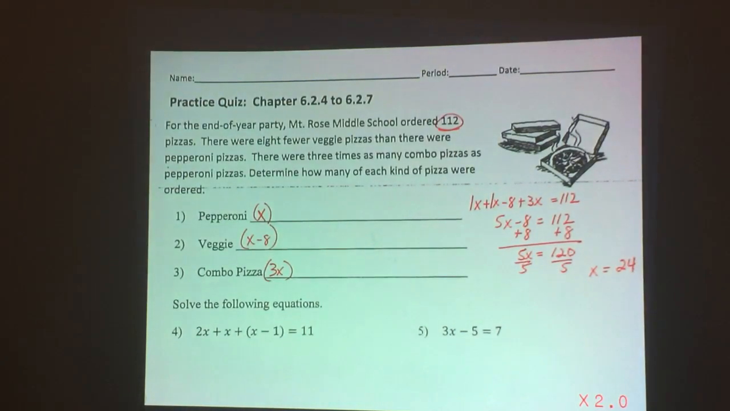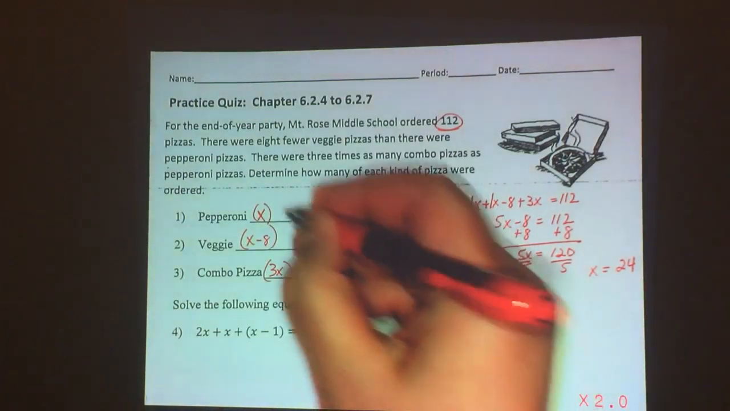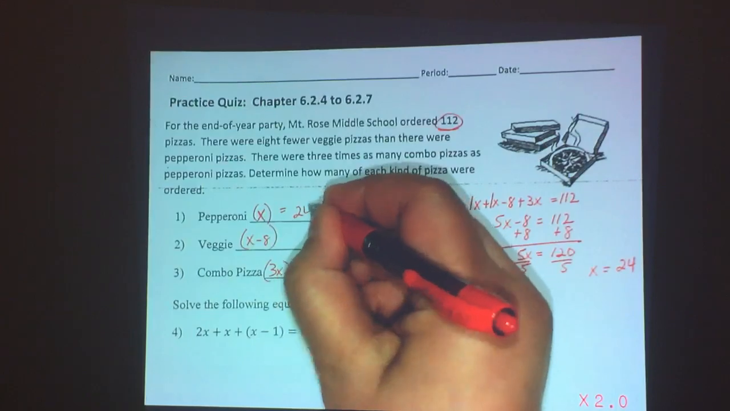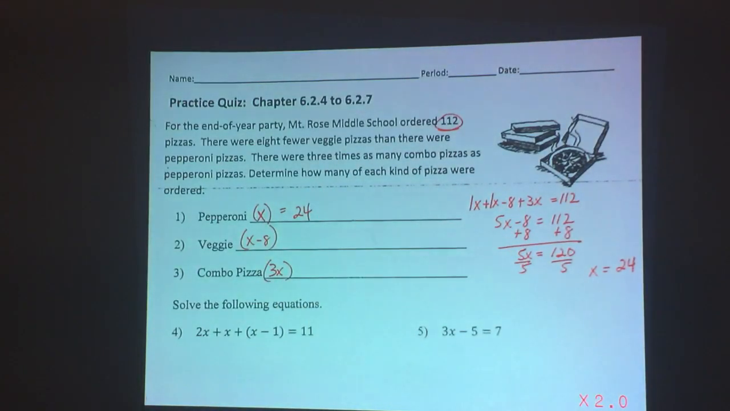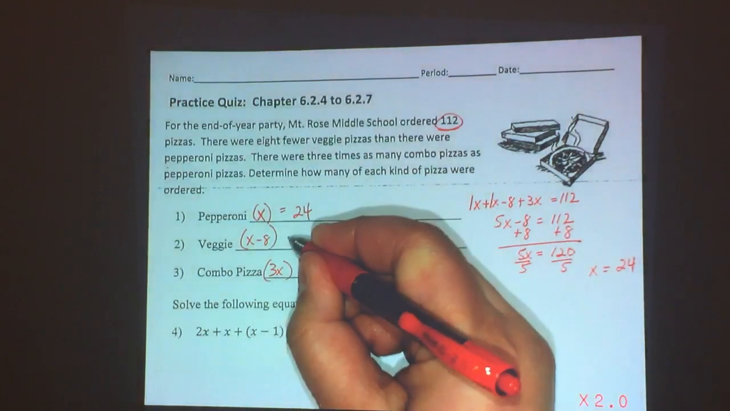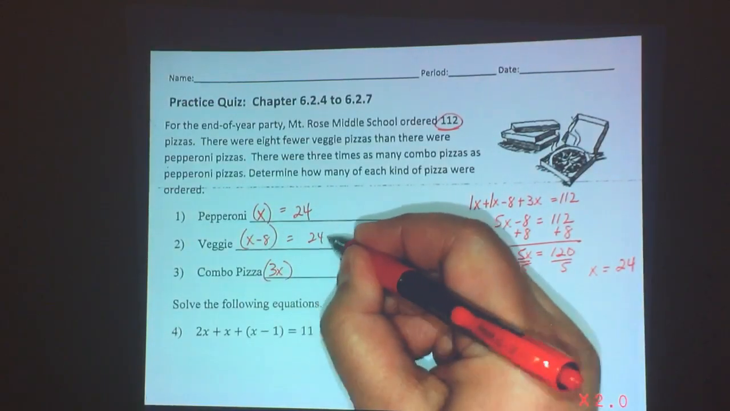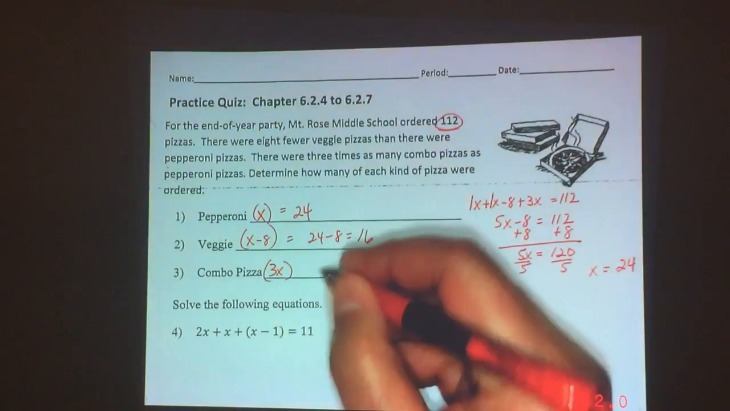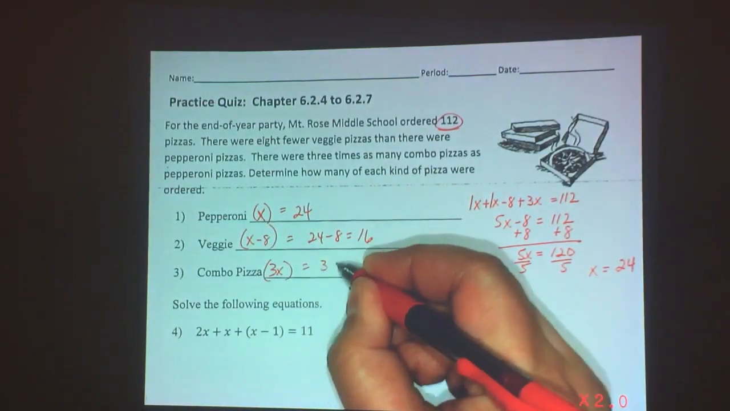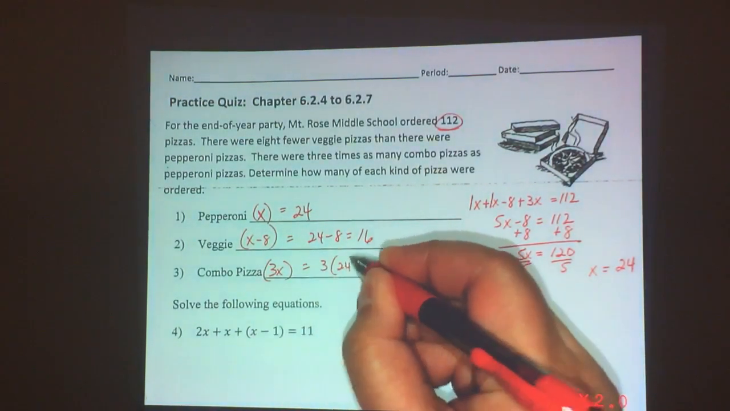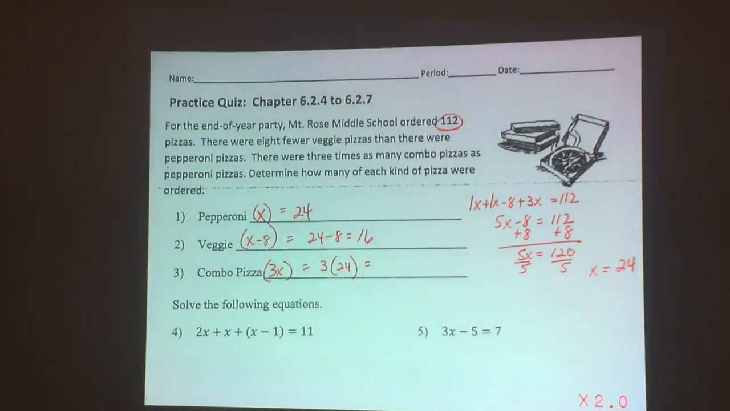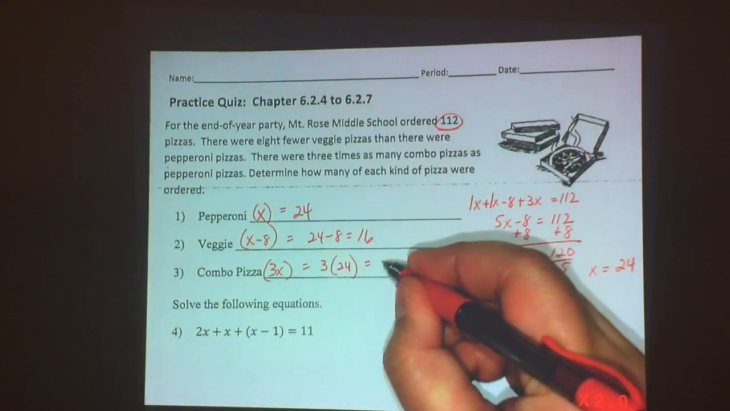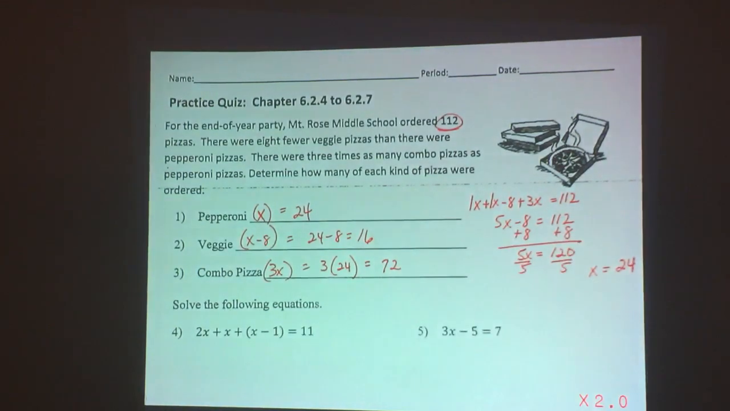All right. So then if x over here is 24, there's 24 pepperoni pizzas. And then if I have to do 24 minus 8, that's 16 veggies. And then if I have to do 3 times 24, Hey Google, what's 3 times 24? The answer is 72. I hope you can hear her. She's a smart girl.